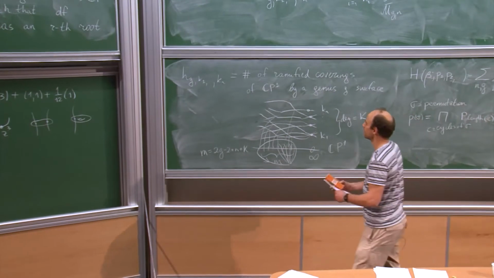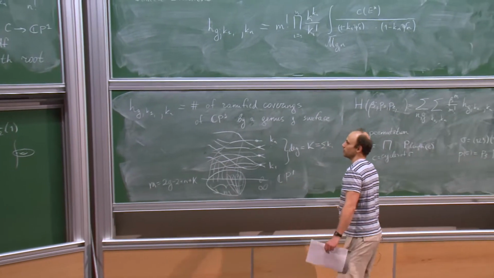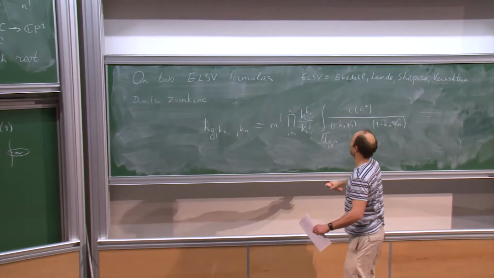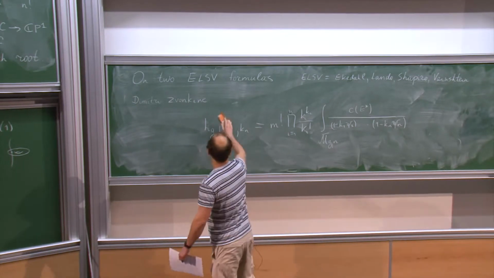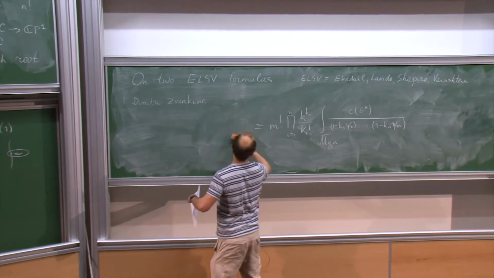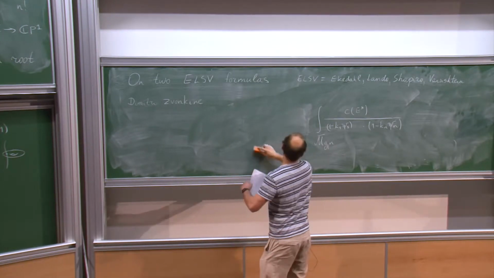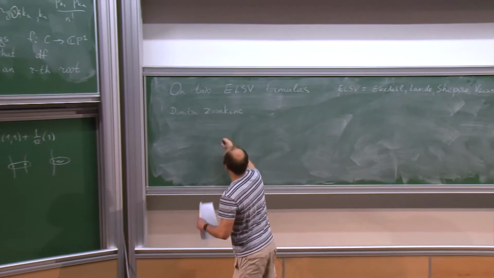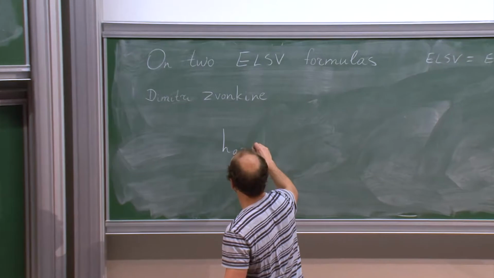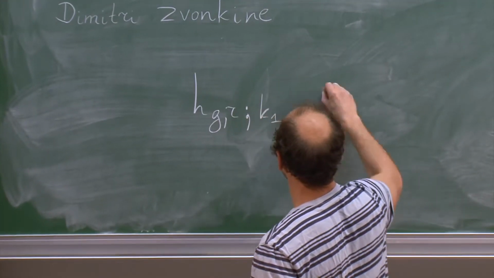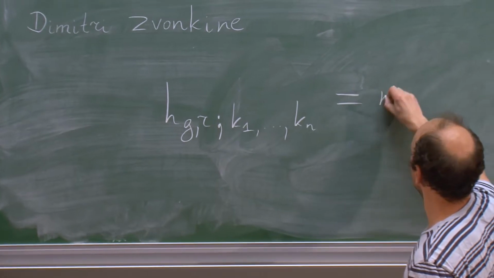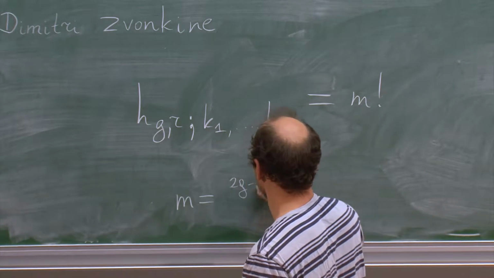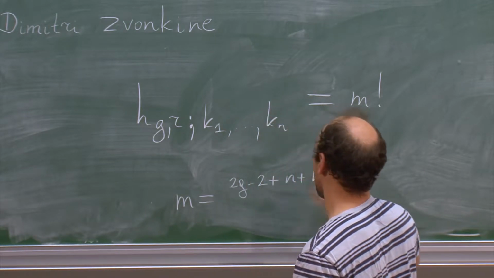Okay. And so now I can write the corresponding ELSV formula. I guess I'll have to erase this, but it's very similar. So H, g, r, k1, kn is equal to m factorial, and this time m is (2g minus 2 plus n plus k) divided by r.